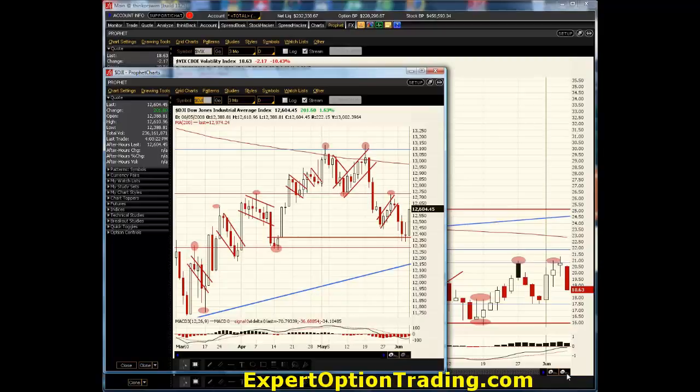At this point right here, once you have a large bar like that, you have to kind of wait a day or two to determine whether or not there's going to be a continuation pattern forming.